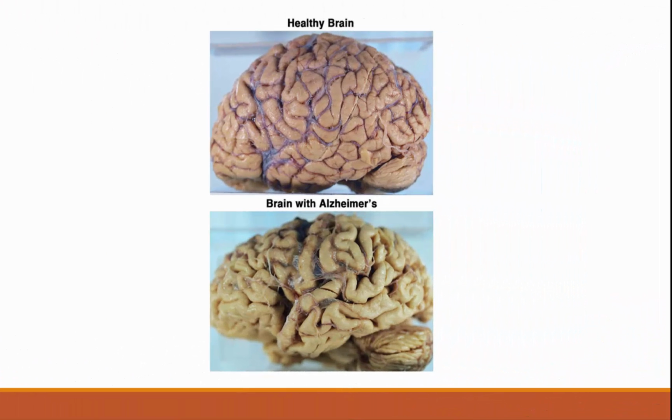And it's particularly troubling if you look at a picture of the brain of someone healthy versus someone with Alzheimer's. You can see these gaps in the brain and just the shrinking of the cortex as well, because neurons are actually dying.